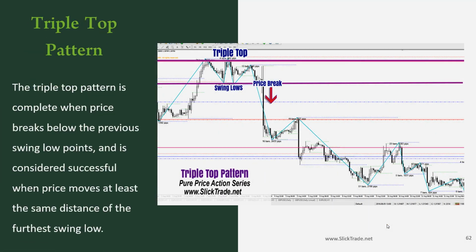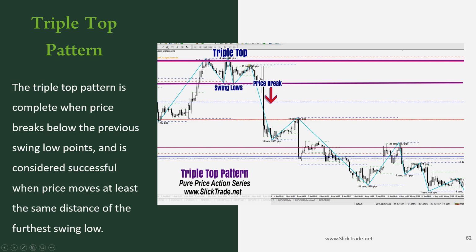The triple top pattern is complete when price breaks below the previous swing low points, and is considered successful when price moves at least the same distance of the furthest swing low. So in this example to the right, we see the triple top. We have 1, and then swing low, 2, swing low, and then 3. Then we have the price break below the lowest swing low.